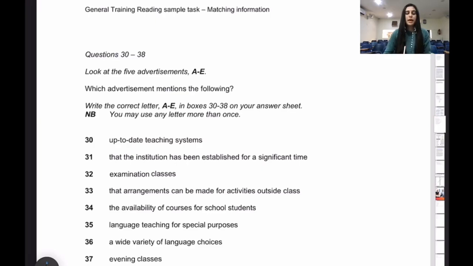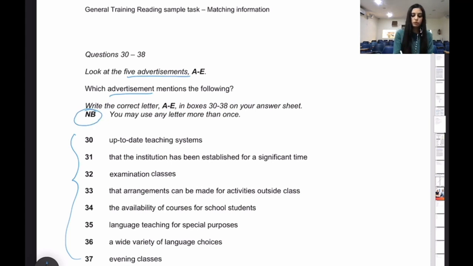The very first step is to read the instructions. So let's do that. Look at the 5 advertisements. So we have 5 ads here, A till E. Which advertisement mentions the following? So you have to tell which advertisement, A, B, C, D, E, mentions these. Okay. So for each statement, you will have to tell which ad is talking about this specific information given from 30 till 37 question. Write the correct letter A till E in the boxes 30 till 38. So you can ignore that on your answer sheets.